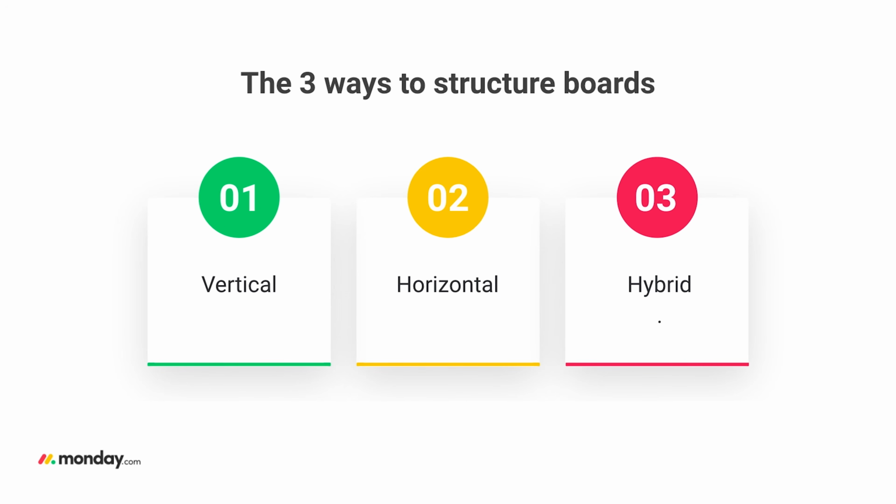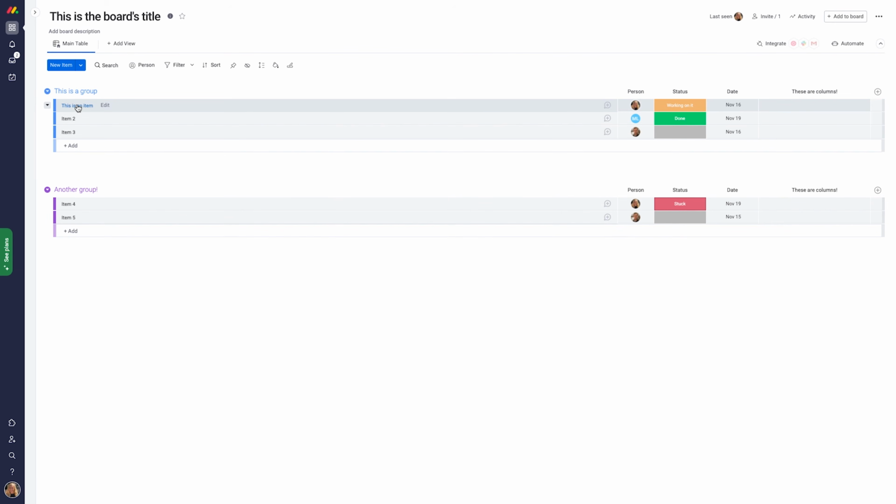So let me jump back over to my board actually and show you real quick. So tracking vertically down the board. Let's say I rename this to project A, and this is task 1, task 2, task 3. This would be a vertical management of project A, okay?